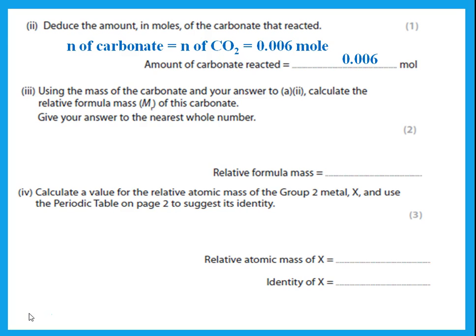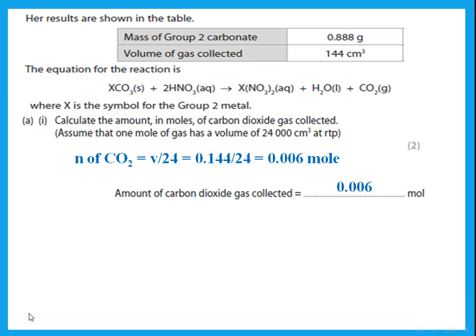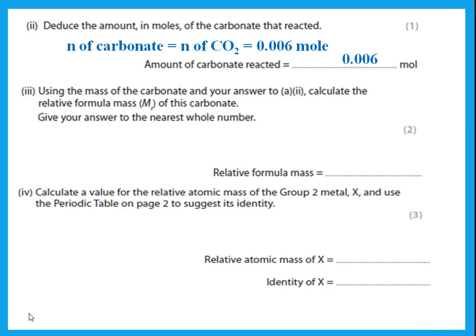Using the mass of carbonate, which he gives in the table, and your answer to this, calculate the relative molecular mass. So you have a mass of carbonate. Can you remember what the mass of carbonate was? The mass of carbonate was 0.888 grams. So the mass of the carbonate divided by the number of moles should give me the MR. So I find that the MR of this compound is 148. So this is the compound as a whole.